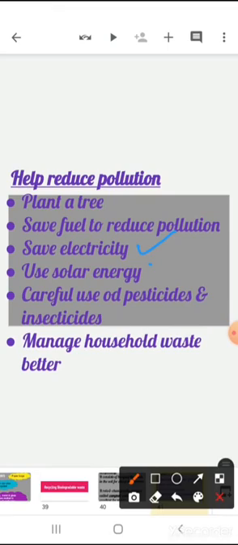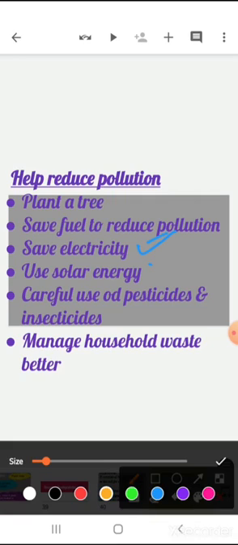Now we have to save electricity. We don't have to use it much. If in the daytime we don't need tube lights, we don't need lights, because we already have light from the sun. So we don't need light in the daytime. Alright, so we have to save the electricity.